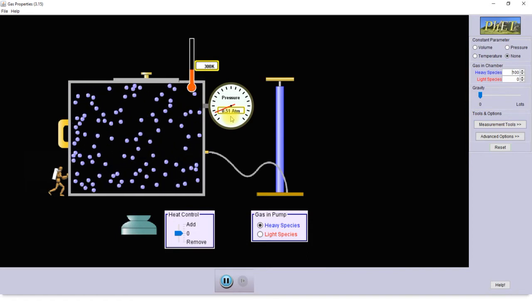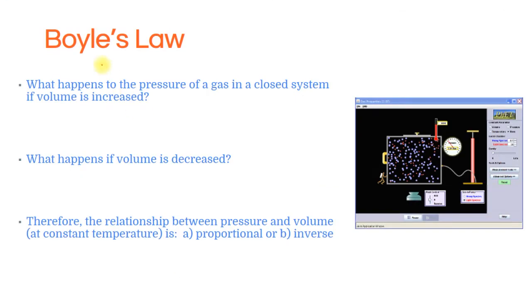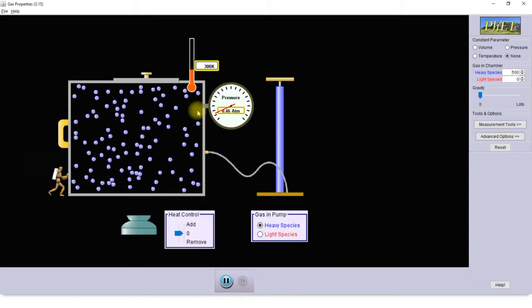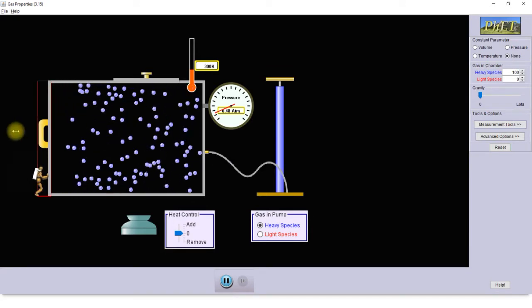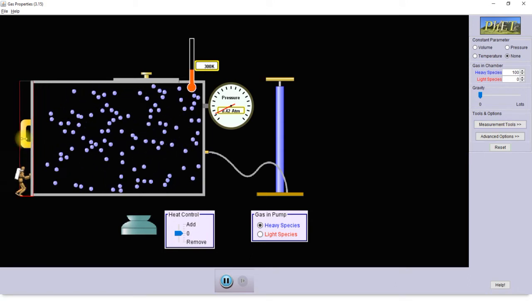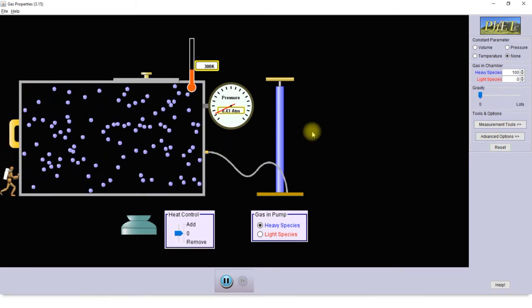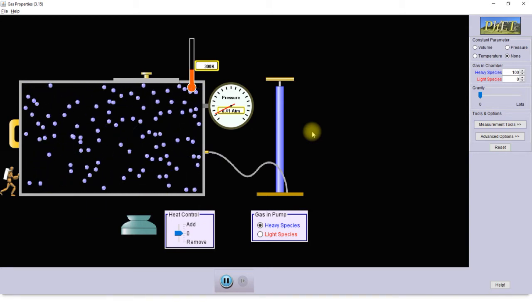On your lecture notes, I want you to jot down a hypothesis about what's going to happen if I increase the volume of the box. I'm going to assume that you did that. So here's our little guy. He's going to make our box bigger. Maybe go a little bit bigger. We've got to wait a sec because it doesn't happen instantaneously.